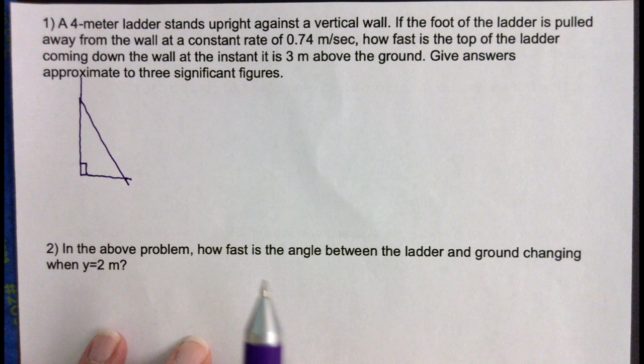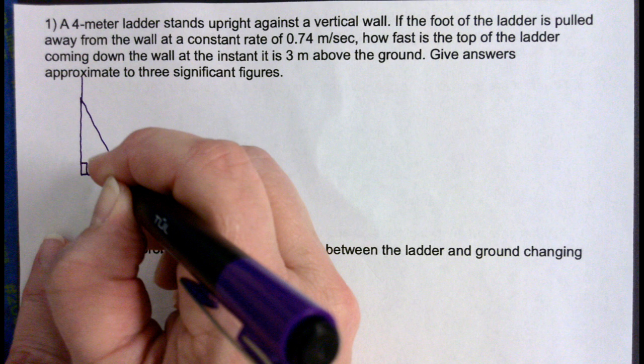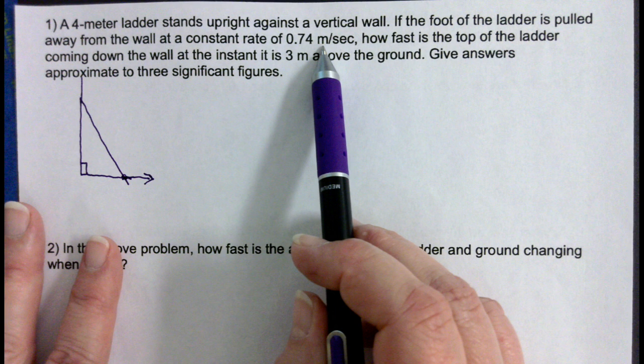Meters per second, right? That's pretty fast. How fast is the top of the ladder coming down the wall? And we are going to calculate that at the instant it is 3 meters above the ground. So we need to decide on some variables. Yes, it's falling away, like slipping down the wall.